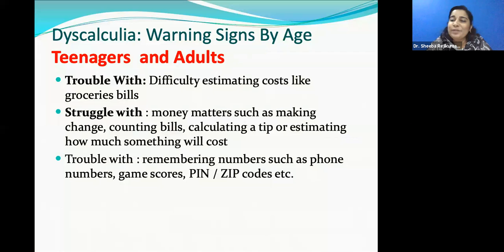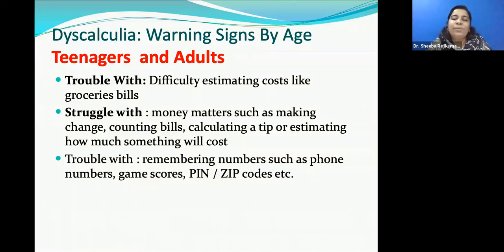In teenagers and adults, there'll be difficulty in estimating costs like grocery bills. If you send this person to grocery shop, you are in trouble, because they are very weak in money matters, such as making change, because they don't know how to give change. Counting bills, they can't do it. Calculating a tip or estimating how much something will cost. We have a common idea of how much something will cost and how much tip to give. But regarding dyscalculia, this is a very difficult thing.